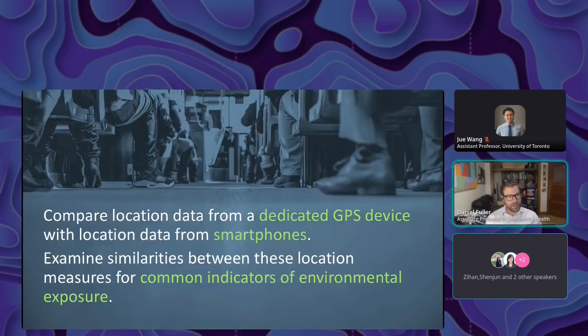So our goals were to compare the location data from a dedicated GPS device with location data from smartphones, and to examine similarities between these location measures and common indicators of environmental exposure. These are things like convex hulls and activity spaces, broadly speaking. We'll get into that.